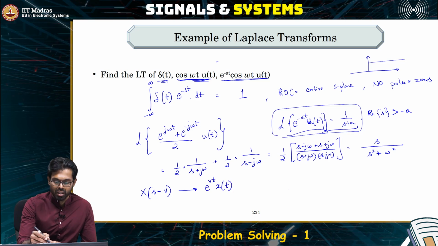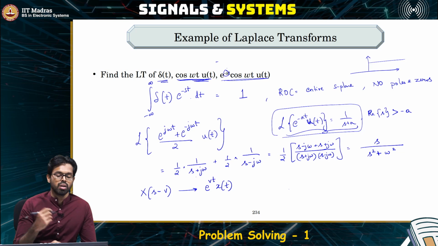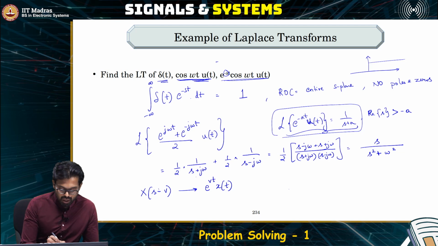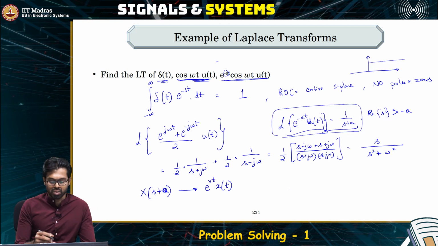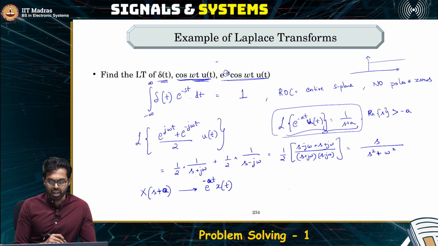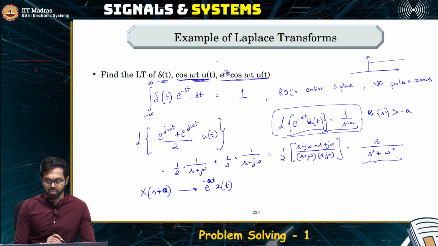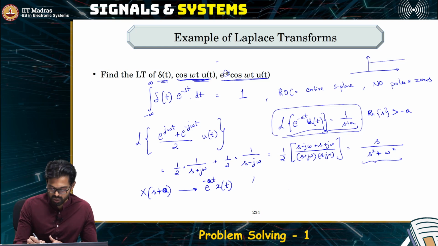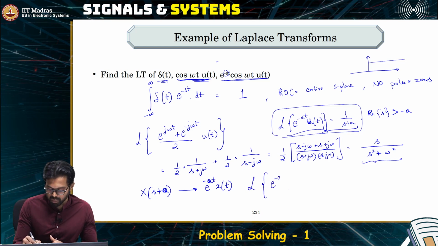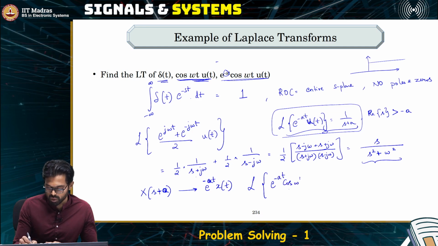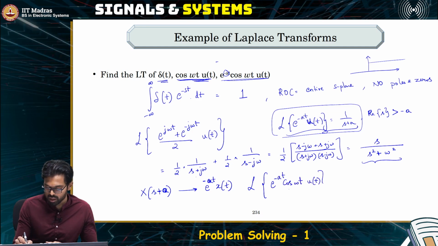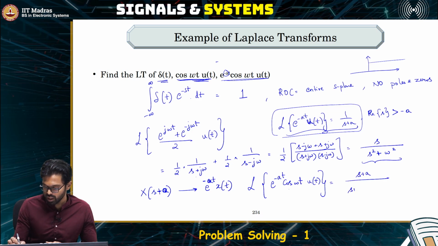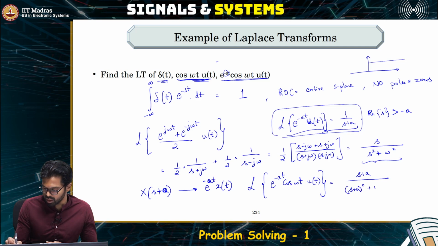So here in the time domain we are multiplying with e power minus at, which means in the Laplace domain there should be a plus a, right? We already have the Laplace transform here. All we need to do now is just replace s with s plus a. So the Laplace transform of e power minus at cos omega t u of t is just s plus a divided by s plus a the whole square plus omega square.